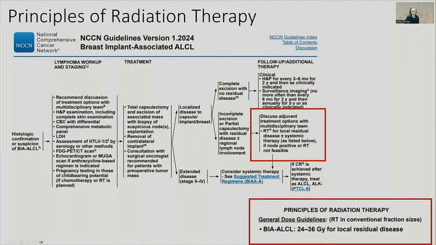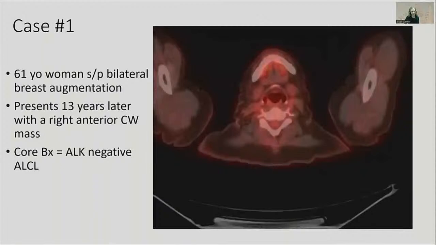And you can see that for patients who have incomplete excision or partial capsulectomy with residual disease, with or without regional lymph node involvement, those adjuvant treatment options should be discussed with the multidisciplinary team. And that's one of the most important points to underscore, as well as the importance of multidisciplinary team involvement in making these decisions. Radiation therapy can be considered for local regional disease, either with or without systemic therapy, if node positive, or if radiation therapy isn't feasible. In terms of the doses of radiation therapy, again, general dose guidelines dictate that 24 to 36 gray is reasonable for local residual disease. Now we'll move on to some cases.